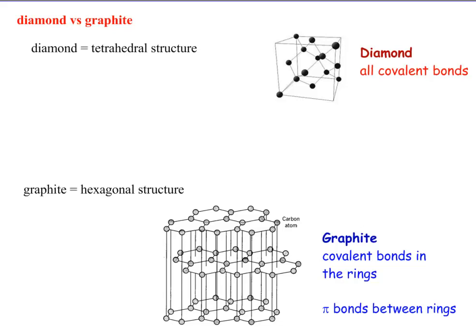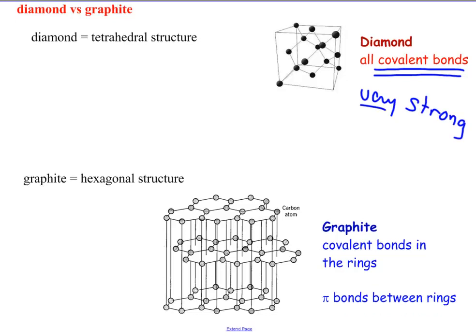The two structures that we're going to spend a little bit more time on are the crystalline solids that carbon forms. Carbon actually forms a couple of different crystalline solids. We're going to focus on diamond and on graphite. Diamond is a tetrahedral structure. All the bonds between the carbon atoms are covalent. That makes it very strong. So each carbon is tetrahedrally bonded to others.